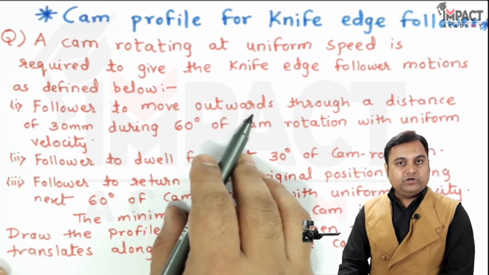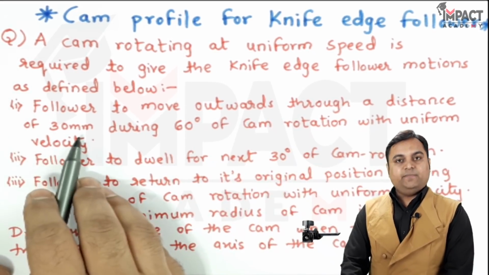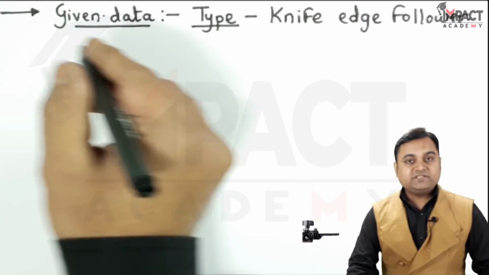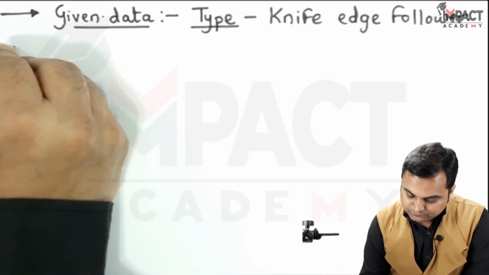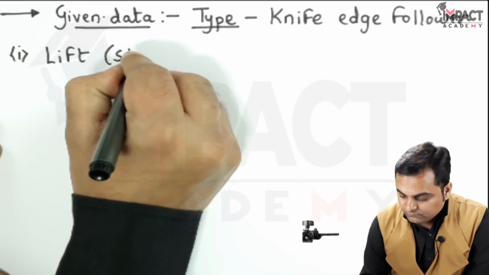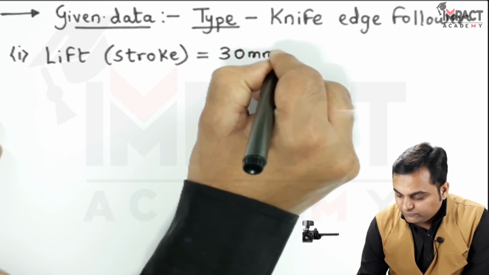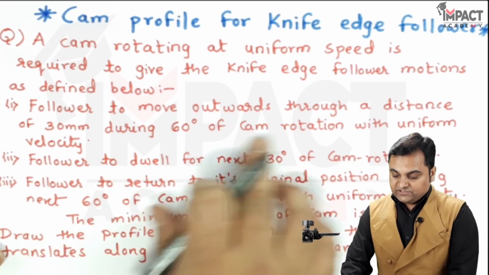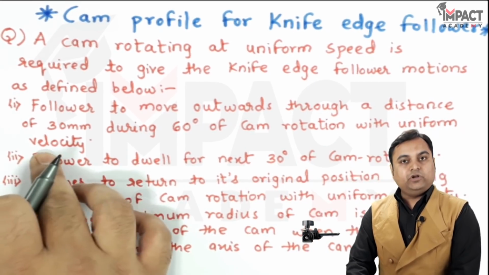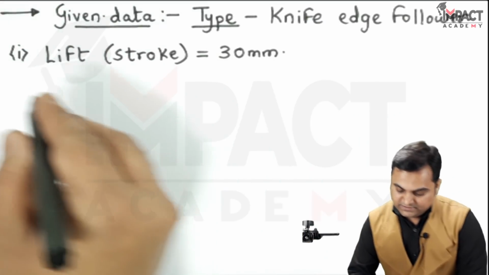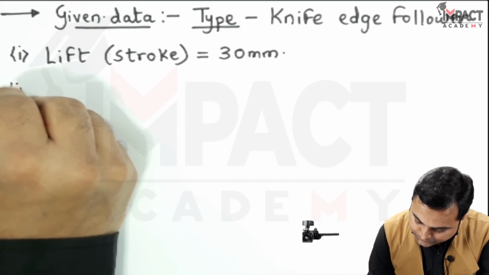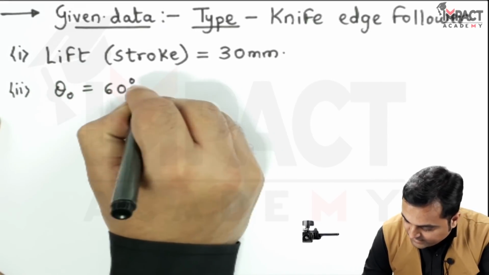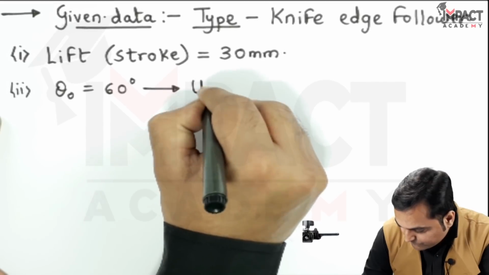Follower to move outwards through a distance of 30 mm. It means the follower is covering a height of 30 mm. That is called the lift or stroke, the lift of follower or the stroke of follower. Then, during 60 degree of cam rotation with uniform velocity, that 60 degree is the out stroke, denoted as theta out, and it is with uniform velocity.